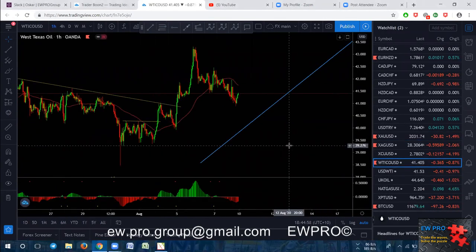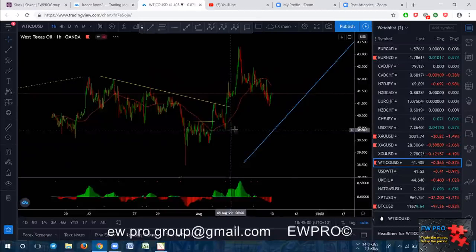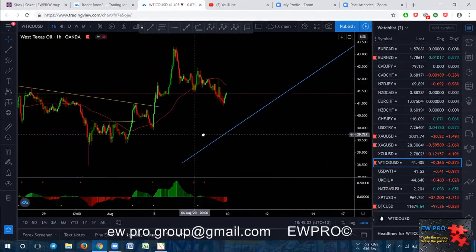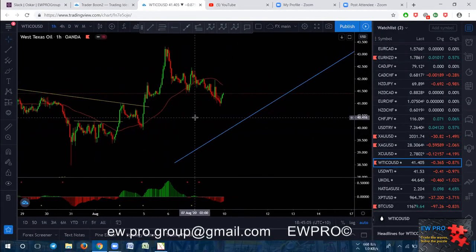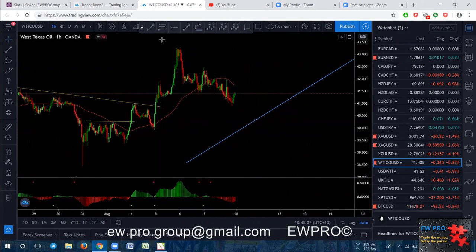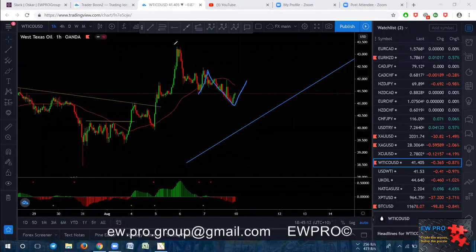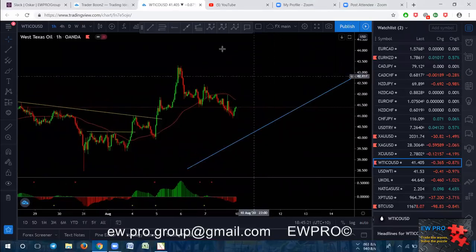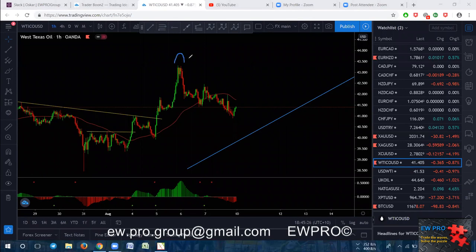WTI, looking for the buy. Only looking for the buy on this one. So this can be a little A, B, C in here for A, B, C for more upside. If we have a look at it, so this can be A, B, and you see up here.